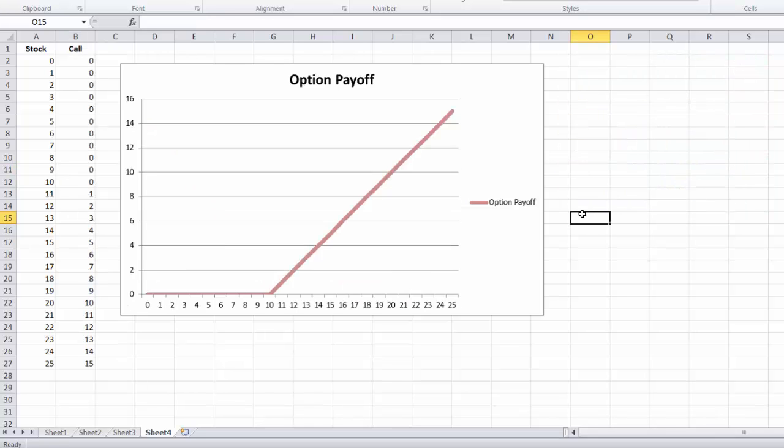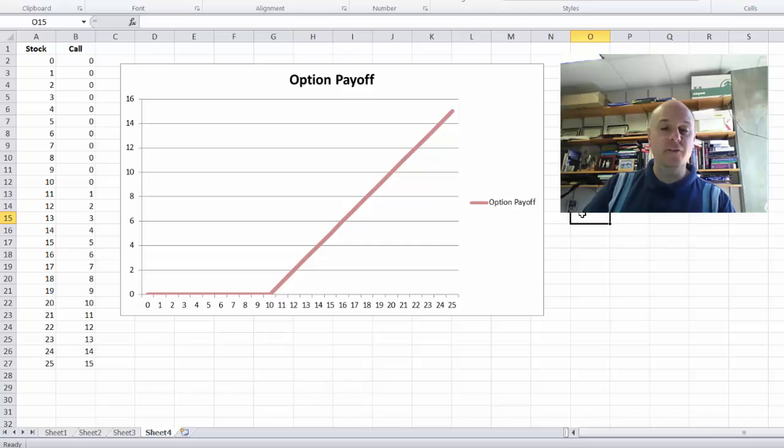Okay, so we're back to the payoff of a call option. And one of the first questions we might ask is, we're going to figure out how much it would cost to buy one of these calls, but who would buy this? Why would I buy this? Well, there's two reasons why I might want to buy an option. One of them is speculative.